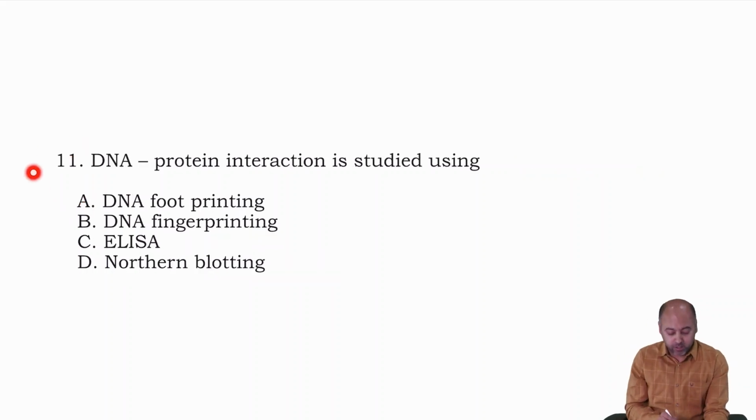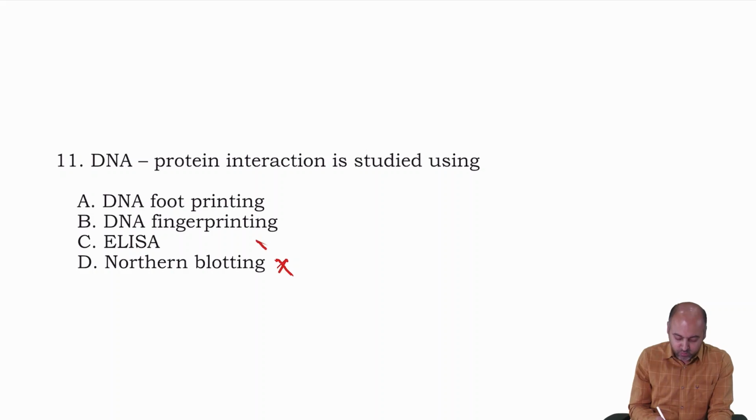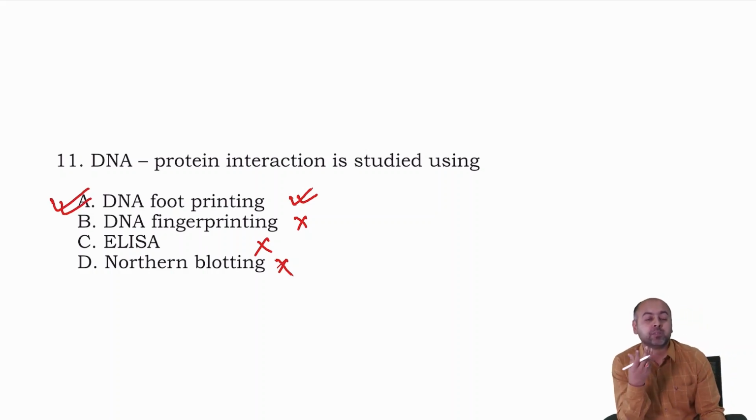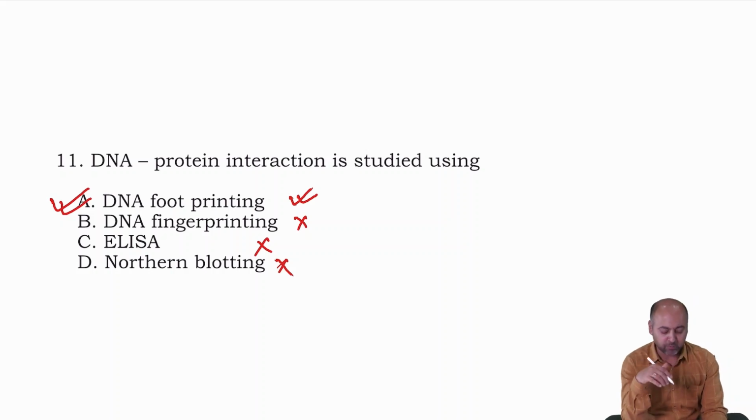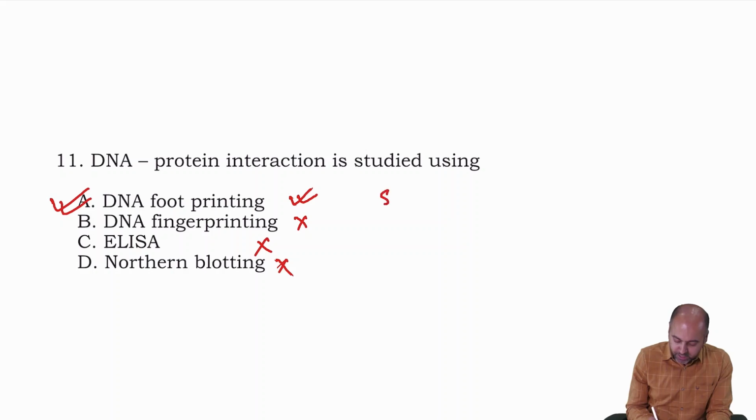Okay, moving on. DNA protein interaction is studied using, again you can see the technique is mentioned, DNA footprinting, DNA fingerprinting, ELISA, northern blotting. Northern blotting is not for DNA, ELISA is only for protein, DNA fingerprinting is only for DNA, DNA footprinting includes both DNA and the protein. Basically, where the protein is there, in that part the amplification of the DNA will be decreased, so that can be used for DNA protein interaction. And this is sometimes also known as southwestern blotting.